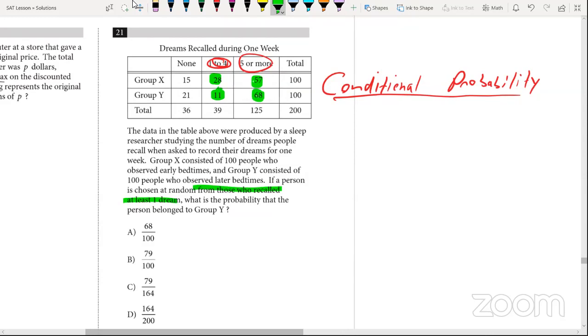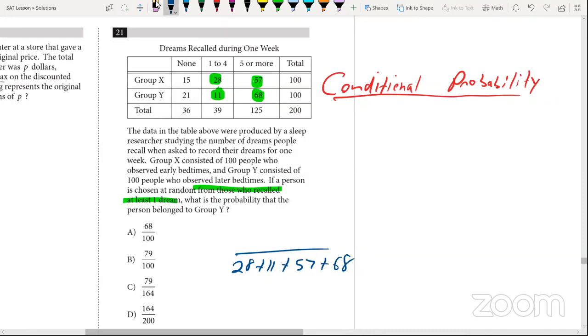So these are the 4 categories of people, not including the totals, because we don't want to count the same numbers twice. But these are the categories of people that remembered at least one dream, because they remembered 1 to 4 dreams or 5 or more dreams right here. So we're going to have in our denominator 28 plus 11 plus 57 plus 68, those 4 numbers.